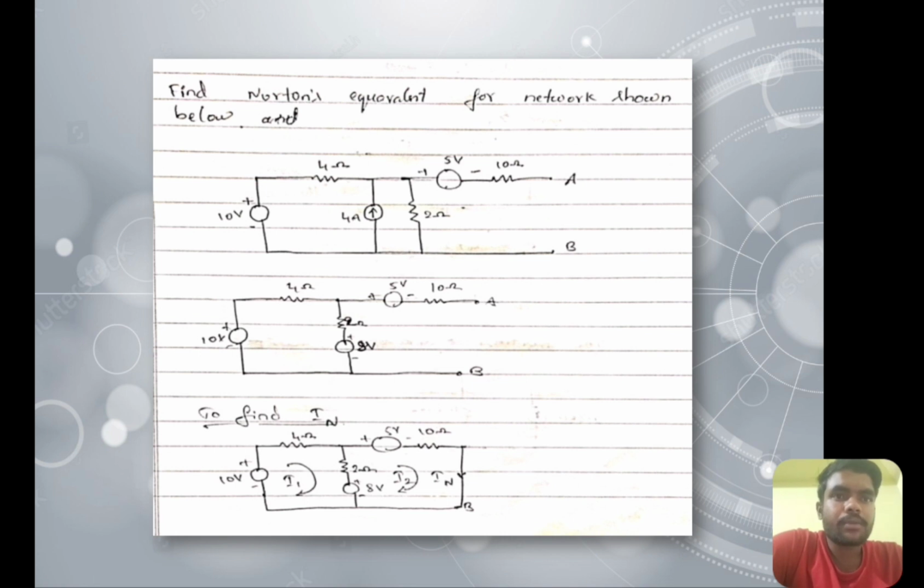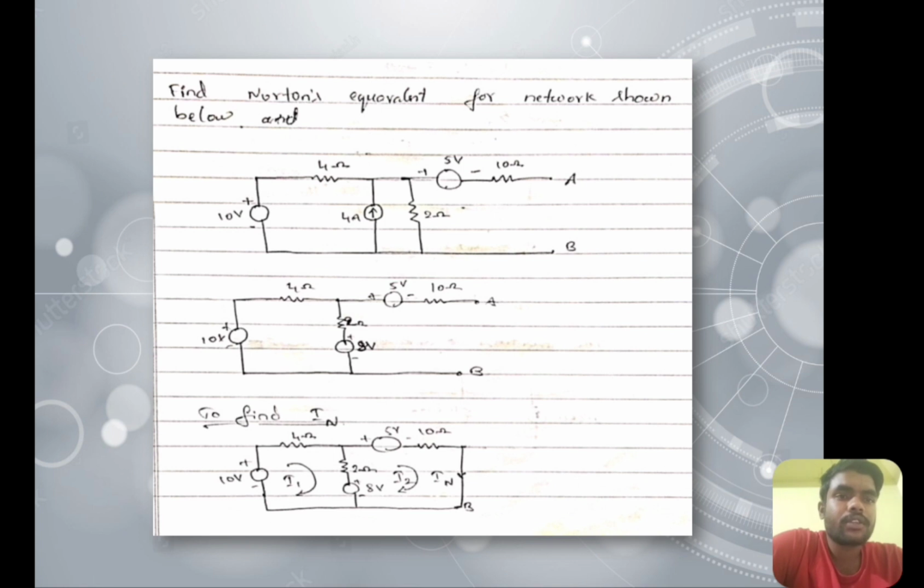Let us come to the problem on Norton's equivalent circuit. This is the problem: a 10 volt source and a 4 ohm resistance, a 4 amp current source and a 2 ohm resistance, a 5 volt voltage source, and a 10 ohm resistor, with terminals A and B. Using source transformation, we can convert the 4 amp and 2 ohm resistor into a voltage source of 8 volt and 2 ohm.